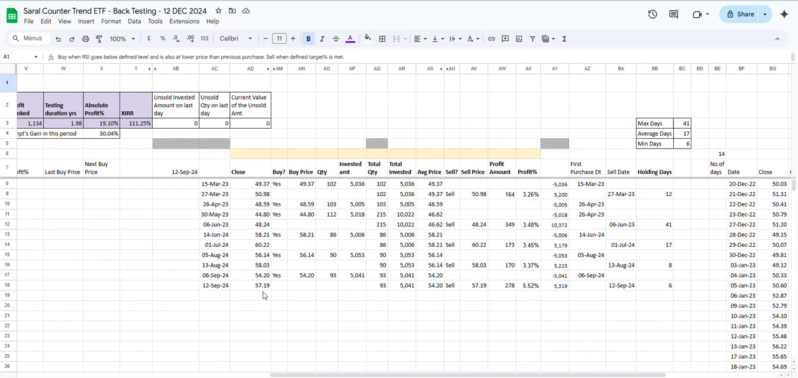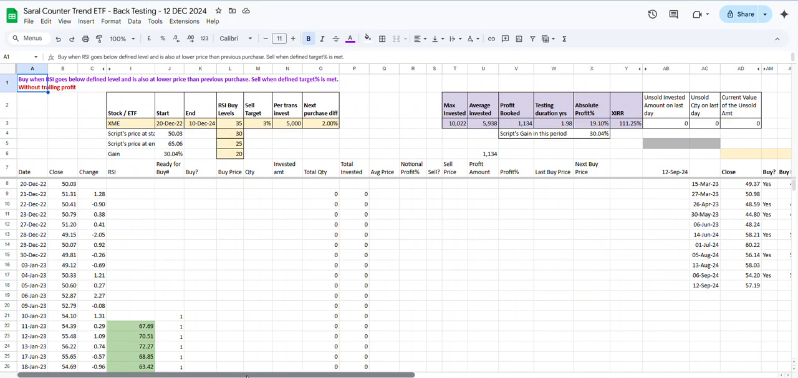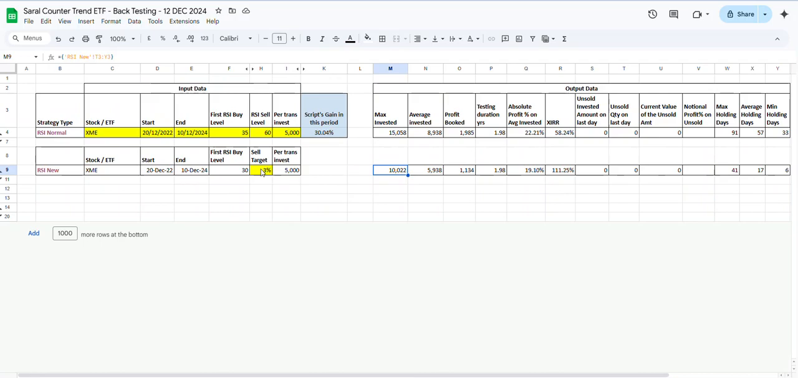Here are the trade logs. You bought on 15th. What was the close price? Did you buy? Yes. So all these things are available in this sheet. You can just modify this, and you will get the result.